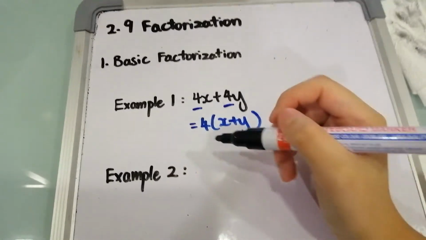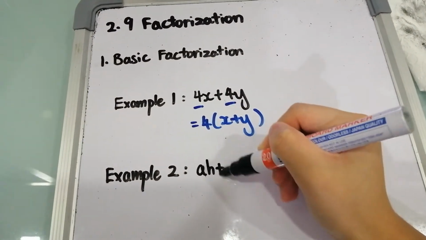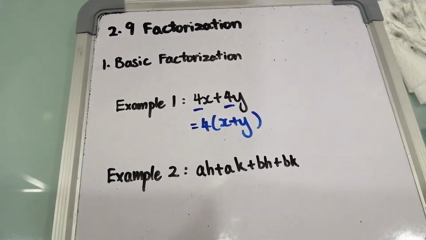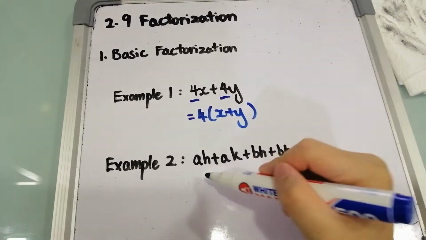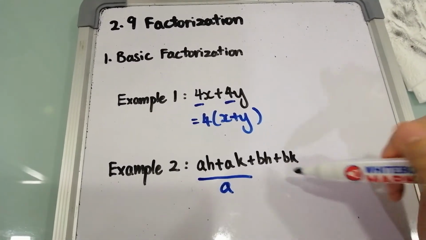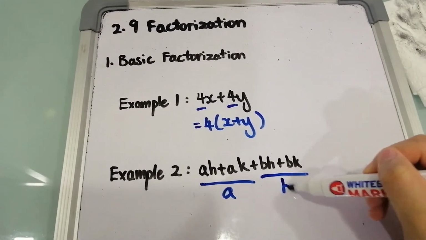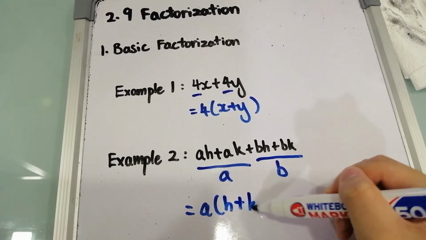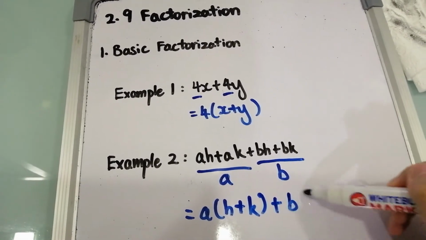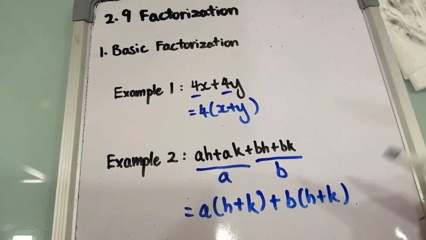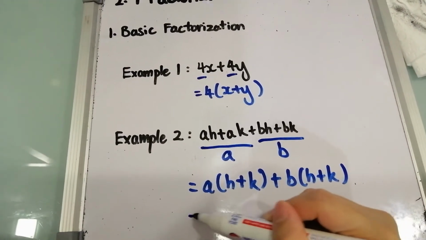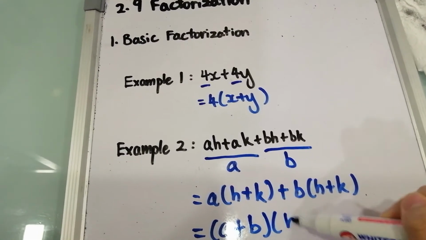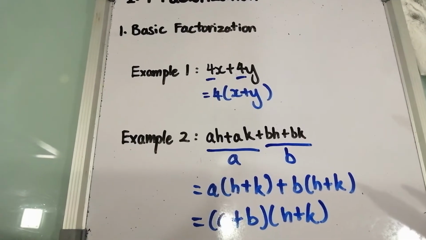Let's see our example 2. We can see that AH and AK have a common factor of A, and BH and BK have a common factor of B. So we can group them up. And also we need to do this new group, A and B in one bracket and H and K in one bracket.